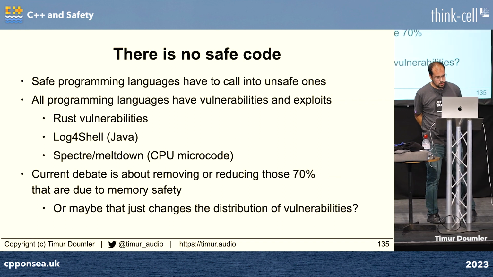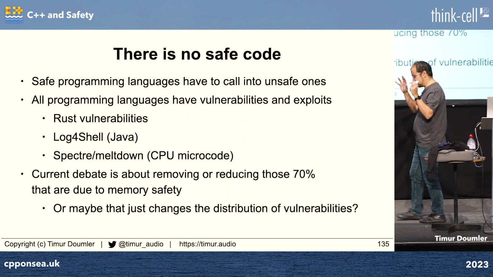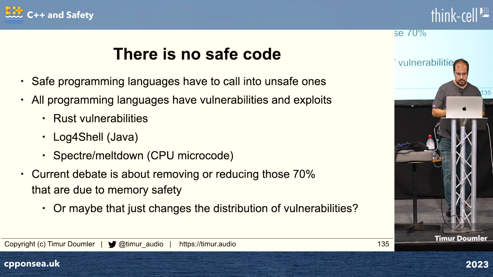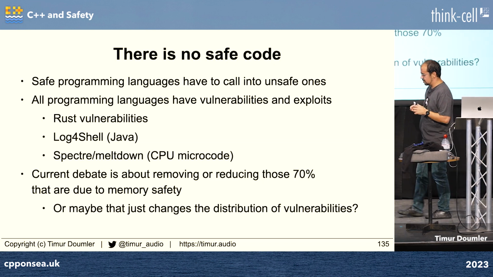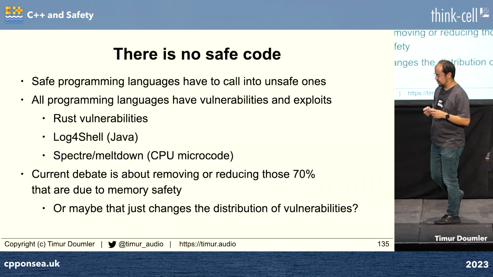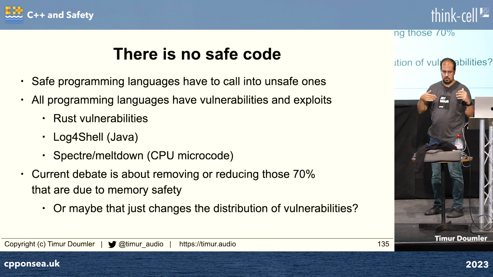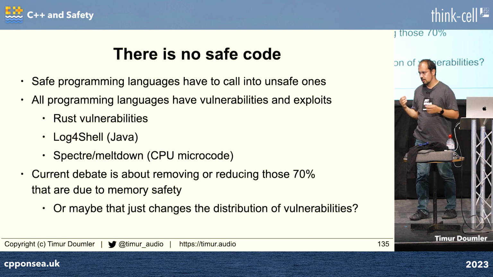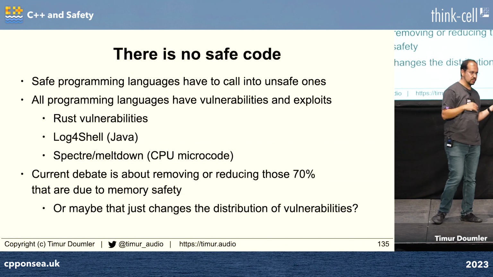And so the current debate, I don't think at all, is about making all code safe. It's about removing or reducing those about 70% of vulnerabilities that are due to the memory unsafety issues in C++, right? But okay, I looked at some numbers, like Google had an article about this, where if you start introducing more and more memory-safe languages, you obviously reduce the number of memory safety vulnerabilities. That's pretty obvious. But it's unclear that it's actually going to remove 70% of all vulnerabilities, right?